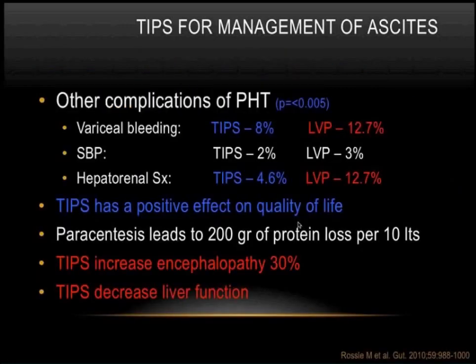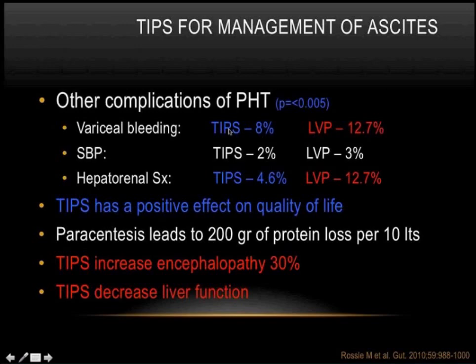So what happens when you do a TIPS in the other type of complication of portal hypertension? Of course, if you do a TIPS, you are treating the patient for the ascites. That was the main symptom, the reason you did the procedure itself. But you're also treating the portal bleeding. Again, we're talking about a patient with decompensated portal hypertension that has a gradient of more than 12. So this patient has a tendency to develop portal bleeding. So of course, if you do a TIPS, you're treating both.